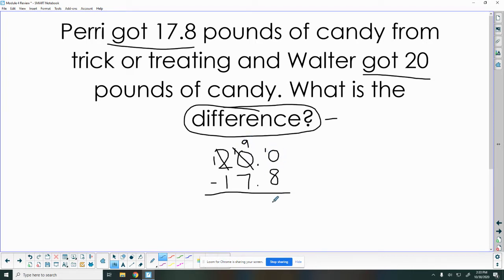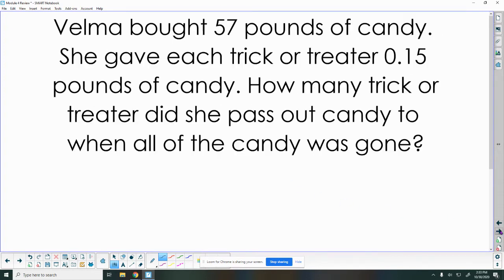So 10 minus 8 is 2. 9 minus 7 is 2. And nothing left over. My decimal comes straight down. So Walter had 2.2 more pounds than Perry, or I could say Perry had 2.2 fewer pounds than Walter.